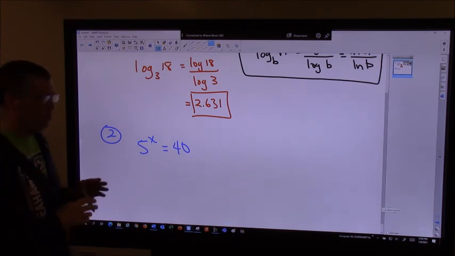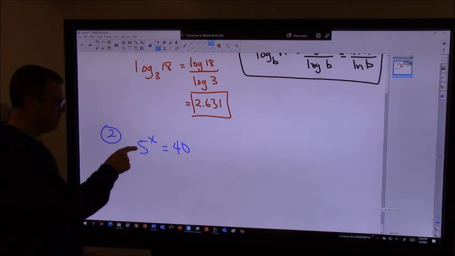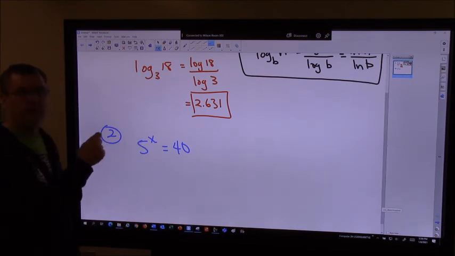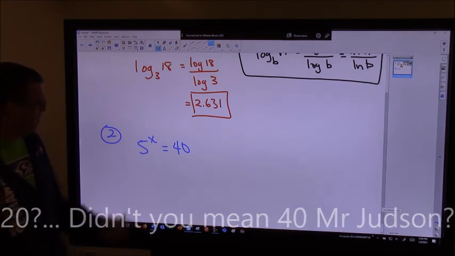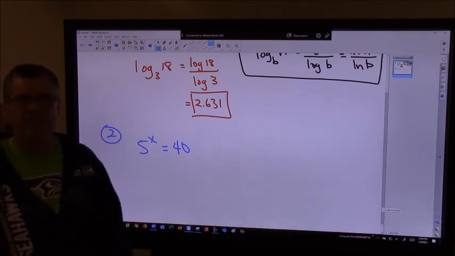Okay? So be careful. A lot of people look at these and they go, oh yeah, 5 times 8 equals 20, but that's not what we're saying. 5 raised to what power equals 40? Did I say 20? I don't know. Let's see if you can figure that answer out.